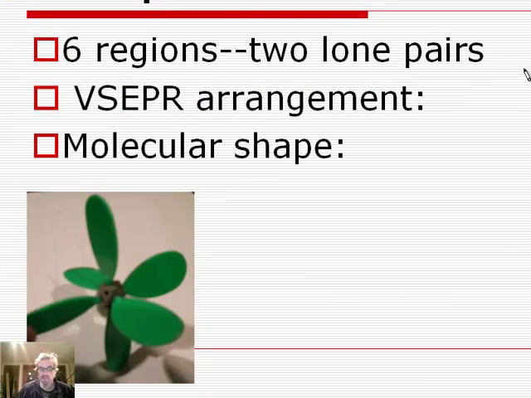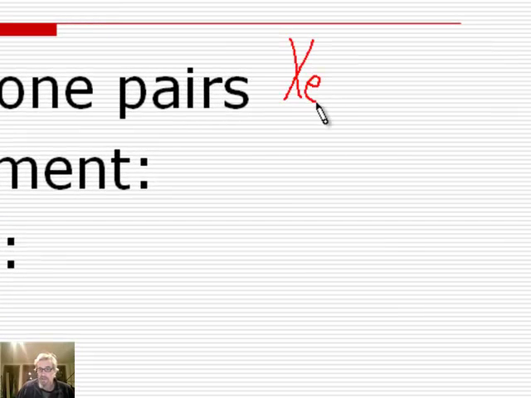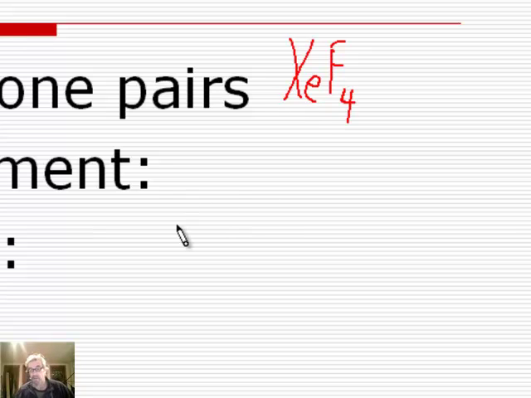Now let's take a look at 6 regions of electron density with 2 lone pairs. An example of this would be an unusual molecule called xenon tetrafluoride. Xenon, remember, is a noble gas, and they're not supposed to react, so you can tell that that's a little bit of a lie. It is possible to get them to react. It takes some effort, though.